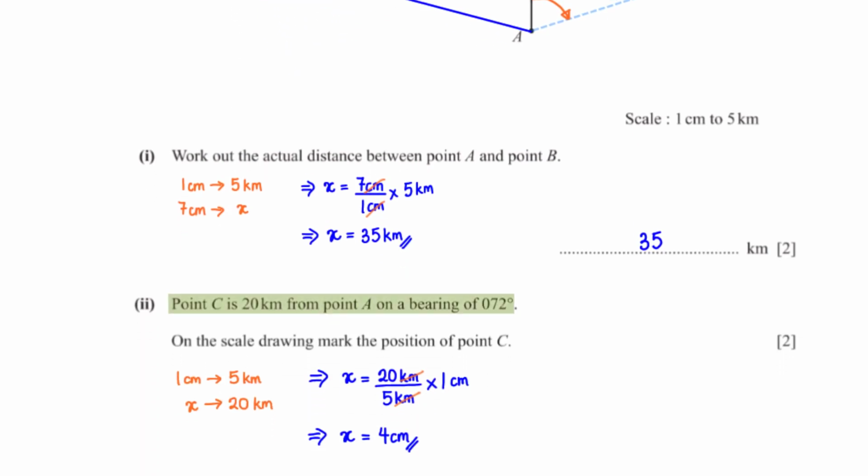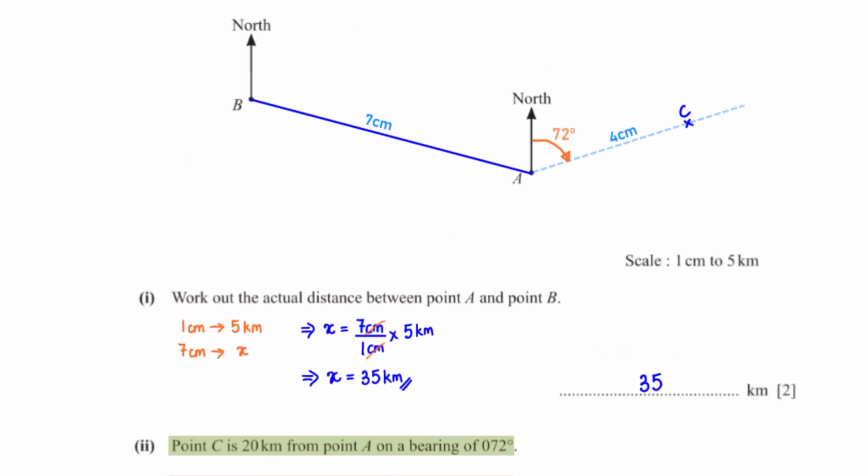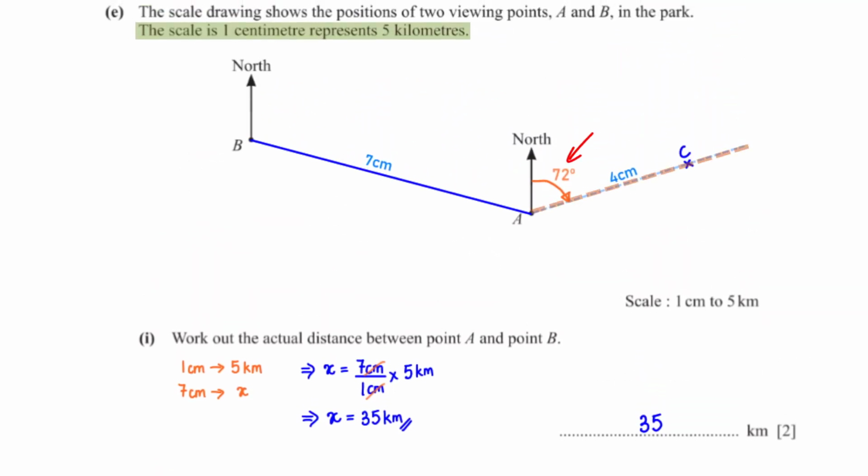Point C is 20 kilometers from point A on a bearing of 72 degrees. On the scale drawing, mark the position of point C. First, let's set up the conversion ratio to get the equivalent distance on the map. When we cross multiply and make x the subject, this is what we have, which is equal to 4 centimeters. So on the map, we start by measuring an angle of 72 degrees from the north of point A. Then we mark the position of point C along this bearing such that it is 4 centimeters from point A.